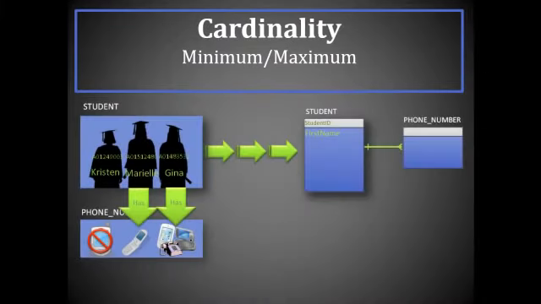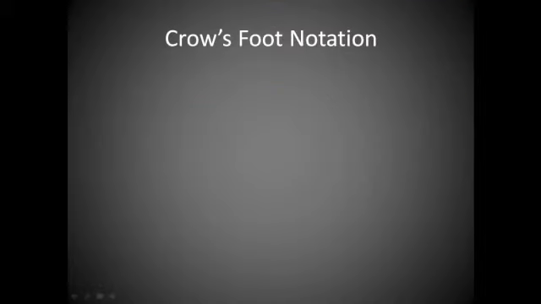Wait, so the types of cardinality are what? Minimum tells us the fewest number of rows we need for a relationship, and maximum tells us we cannot exceed a certain number of rows in our relationship. An easy way to represent cardinality on a diagram is through crow's foot notation. Crow's foot? You mean like the bird? It kind of looks like its foot at least.